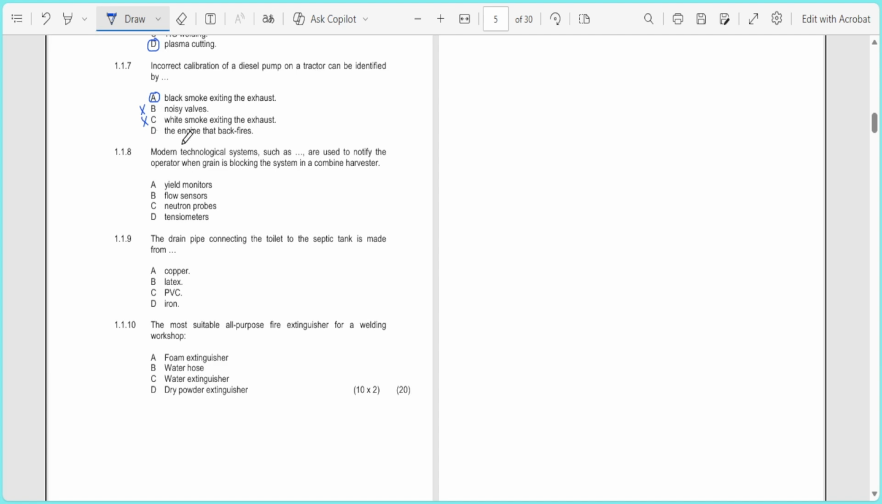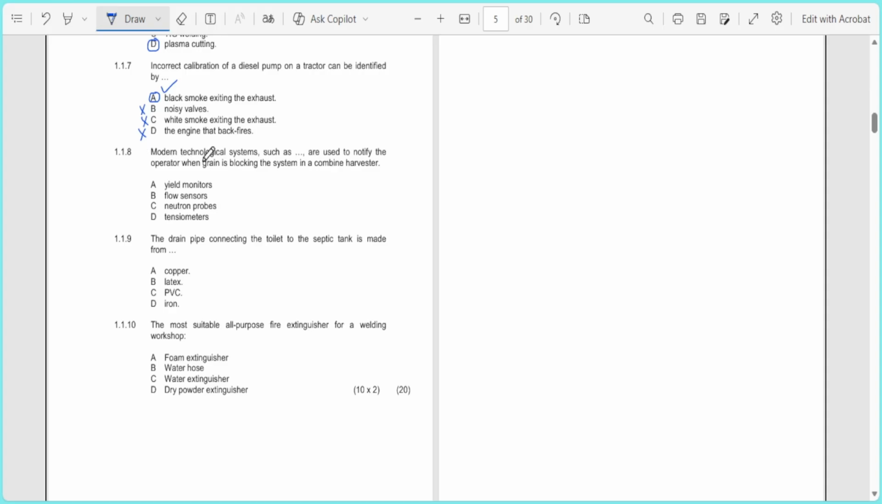What about the engine that backfires? No, this is related to ignition timing, but not fuel pump calibration. So the correct answer should be A in this case.